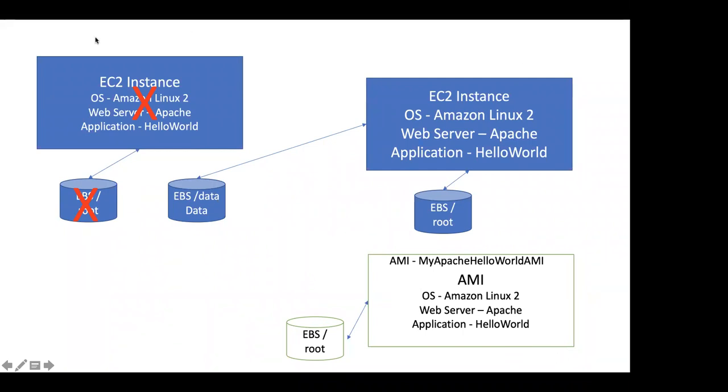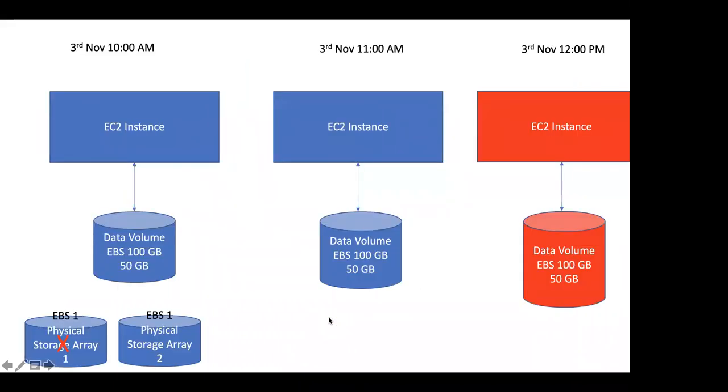Now if you see, this is the EC2 instance which is running. And when you take an AMI of the EC2 instance, you can include everything, which will have the OS, Amazon Linux. It will have some server, some application running, hello world and things like that. All those will be available as part of your EC2 instance.